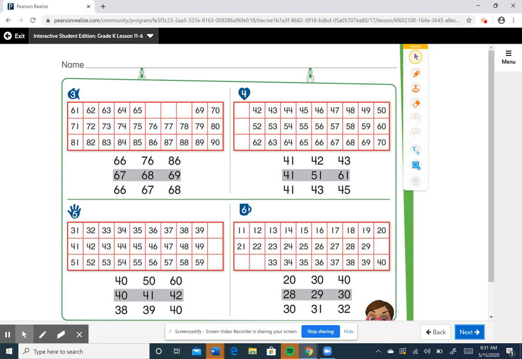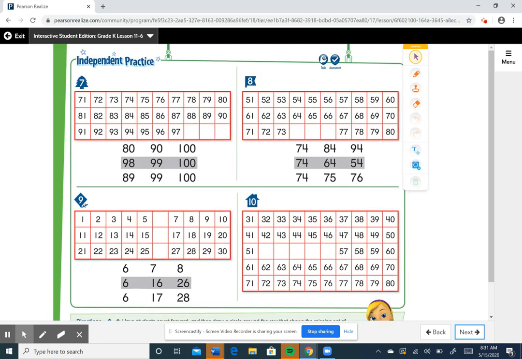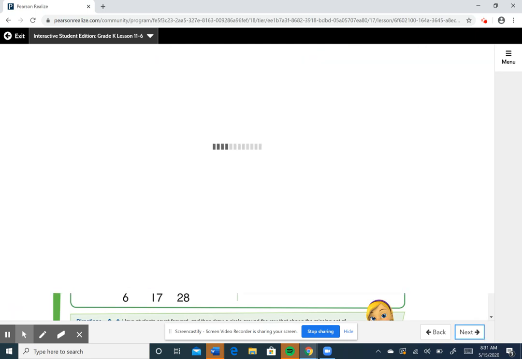We are going to do these pages by ourselves. So you're going to do numbers 3, 4, 5, and 6. You're going to fill in the missing numbers. Okay. Same thing for 7, 8, 9, and 10. Fill in the missing numbers. Except on 10, they don't give you the numbers to choose from. So you got to really be careful.